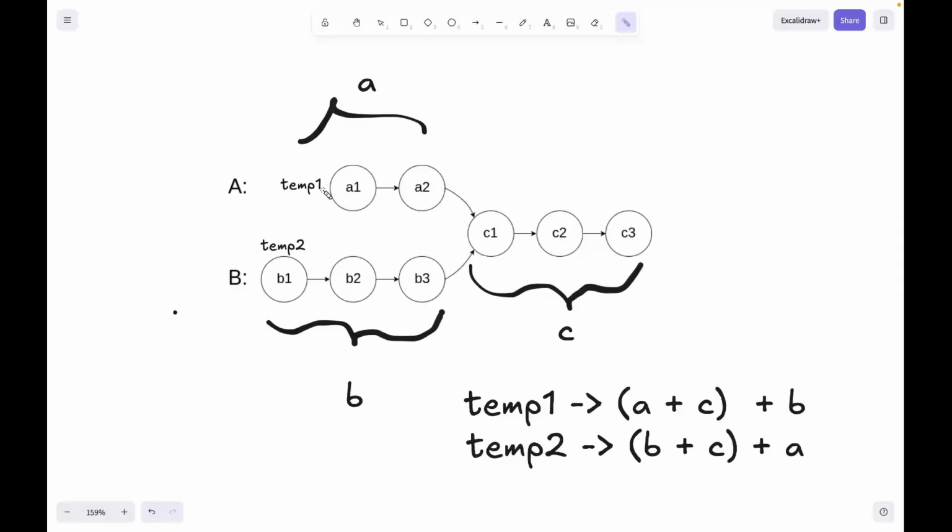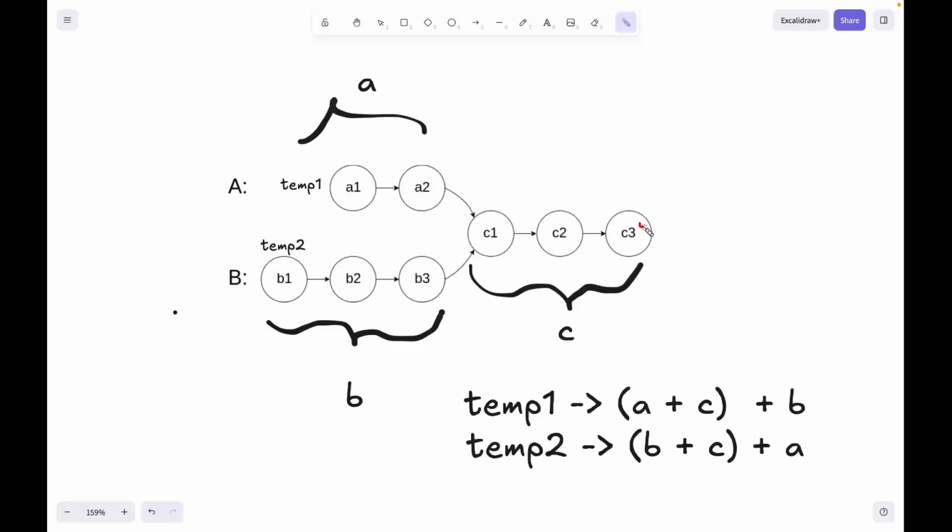Suppose temp 1 is at the head of the first linked list and temp 2 is at the head of the second linked list. So both temps are at the heads of their linked lists. Temp 1 moves here, temp 2 moves here, and they keep moving one step at a time together.